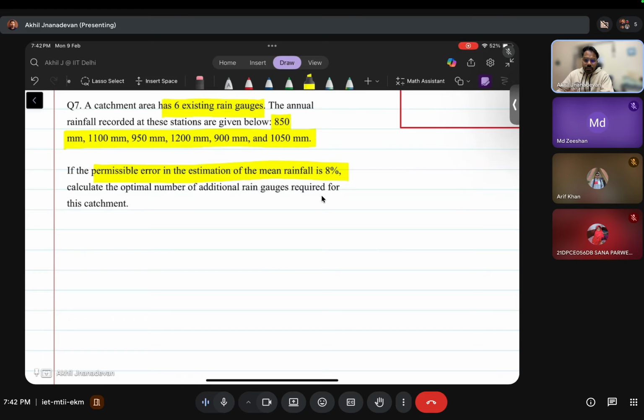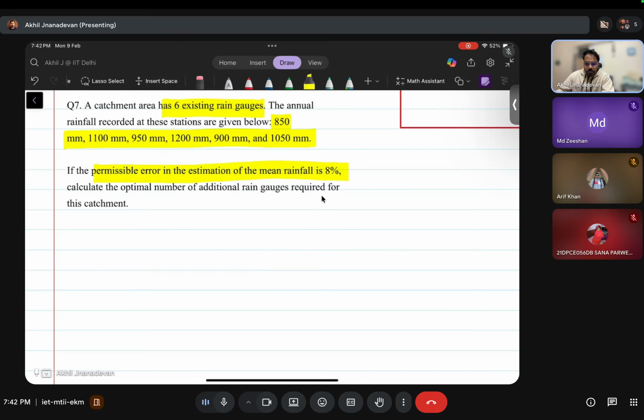So this is based on how much variability there is in these values. If the variability is very large, that means the rainfall variability in that catchment is very large, so we need more rain gauges. If the variability is less, that is, if these values lie very close to each other, then rainfall is uniform and there is no need for more rain gauges. Six will be enough. Here the values lie between 850 to 1100.